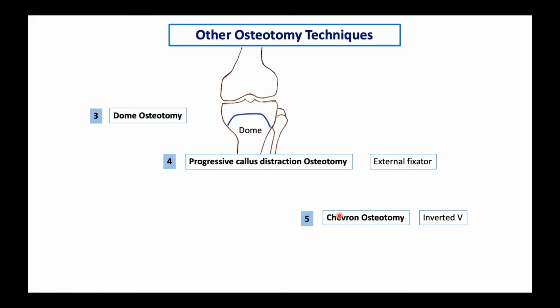And another is the Chevron osteotomy. This is the inverted V. We make a V-shaped cut, and the wider portion is taken to the other side so that the deformity is corrected. Again, this is one of the least popular ones. This is more popular in other parts of the bone, but least popular in the proximal tibia.